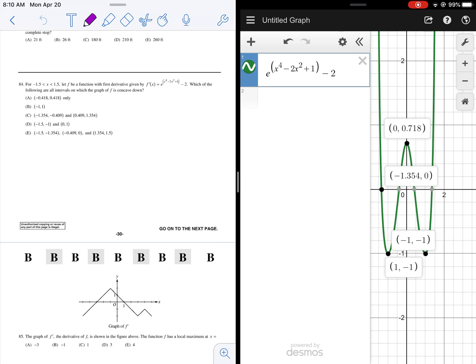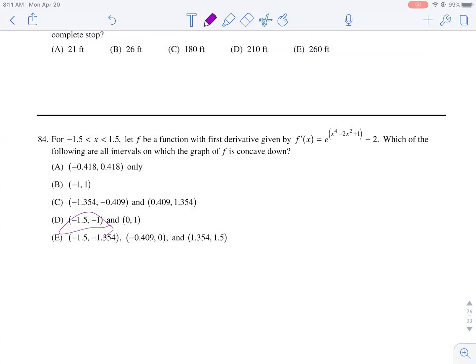Let me get some of these points off here, if I can. All right, there you go. So an x value from, really it's decreasing from negative infinity to negative 1, so it's still decreasing then from negative 1.5 to negative 1. Okay, so that answer is D.